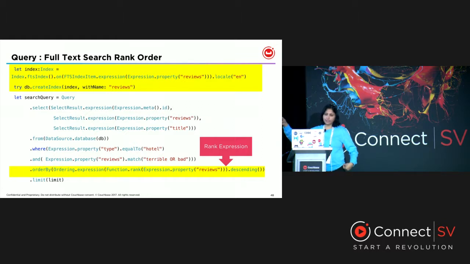Here's a rank expression. So in this example, I'm looking for terrible or bad in the reviews. Now, let's say you have got 2 reviews, in one of which you have the word terrible, and in the other one, you've got terrible and bad. You probably might have the second review ranked higher than the first one because it's got both the words. You use the function rank to say, okay, I'm interested in the ones that meet the criteria first. I want to sort that in the descending order. So the one which has got the closest match is going to show up first.